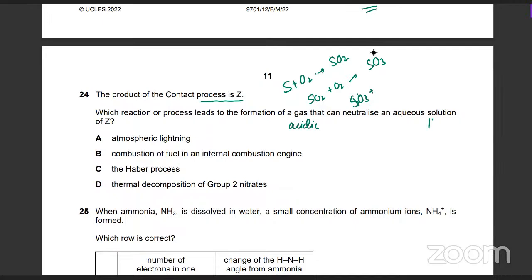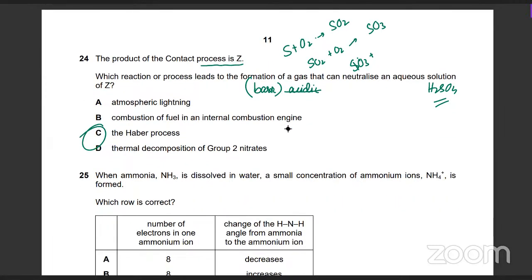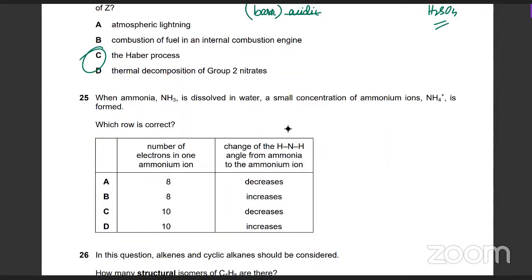It's an acidic gas, and the product is H2SO4. So the aqueous solution is basically H2SO4. So what you need is, what kind of gas will neutralize it? It's not going to be acidic. It's going to be a basic gas. Is that clear? Your product is acidic, it's an acidic solution. So the gas that will react with it is going to be a basic gas. So the answer is C. Ammonia is basic, right? Is that clear?